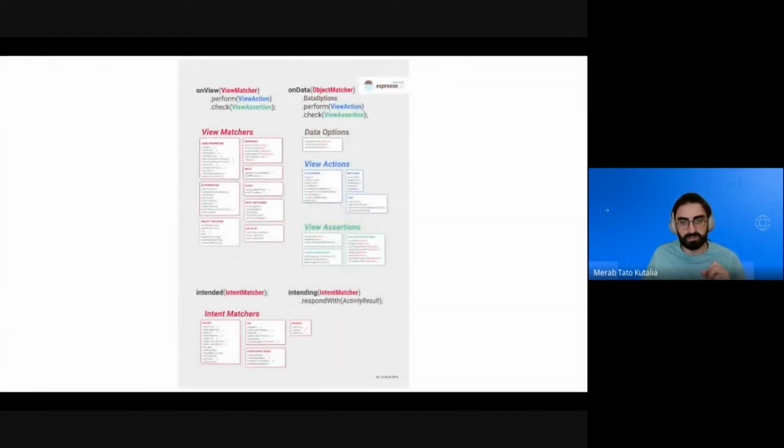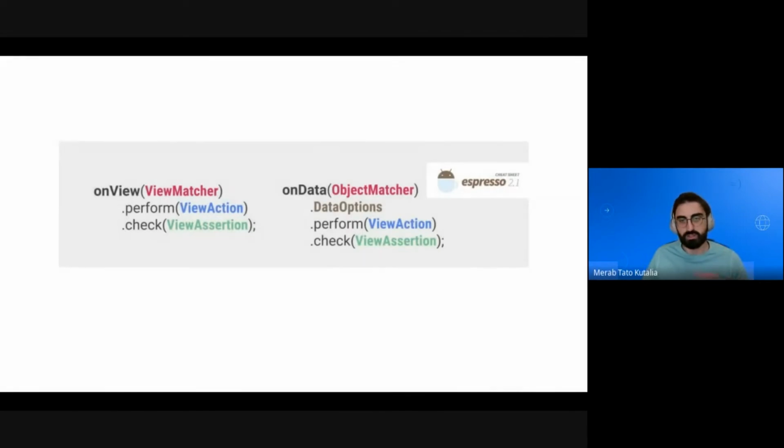So this is a cheat sheet for the Espresso, and it says that it's 2015. It's quite old, and it's from the official Android documentation. But let's dive in quickly for a moment. As I mentioned, we have three main components: view matcher, view action, view assertion, and it's just method chaining.